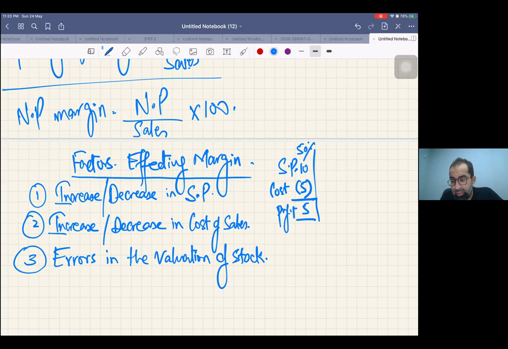Okay. Now, let us say as an owner, I want more profit. So I decided to increase the selling price. So I make the price 11. No change in cost. So the GP will be 6. Now again calculate the margin. 6 divided by 11 into 100 makes 55% or something. So open your eyes and look at here. When your selling price increases, your GP margin goes up. And when price goes down, margin goes down.